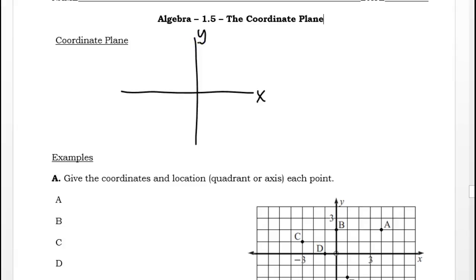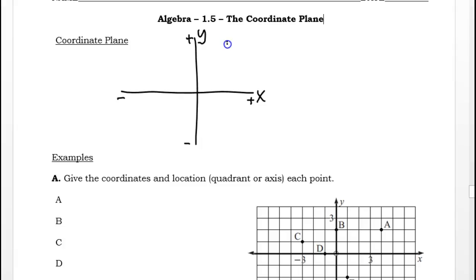We know that the positive values go on the right side on the x-axis, and the negative values go on the left side on the x-axis. The positive values go up on the y-axis, and the negative values go down on the y-axis. The two axes form four quadrants, or corners.